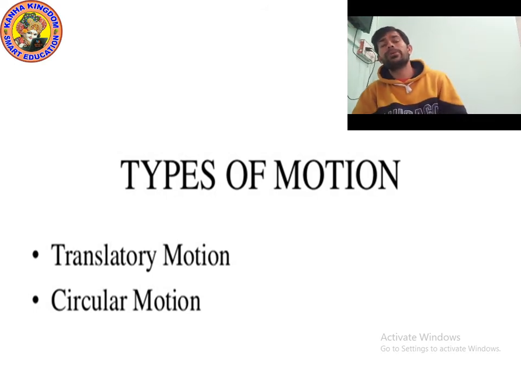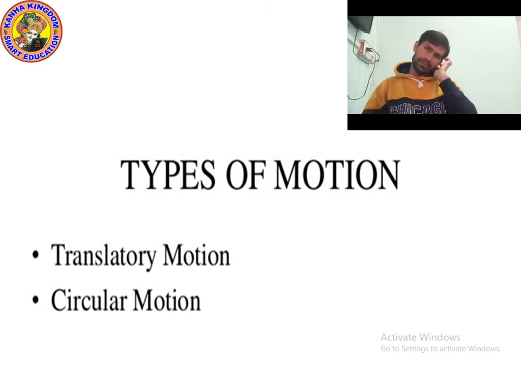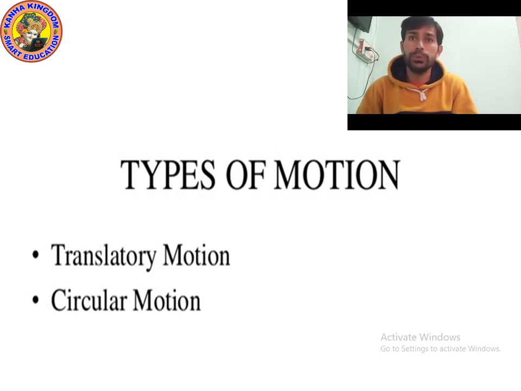And you know that circular motion can also be divided into two types: revolution and rotatory motion. So what is the spelling of revolution? Revolution. And rotatory motion, the spelling of rotatory is rotatory motion. Okay, I hope you understood.